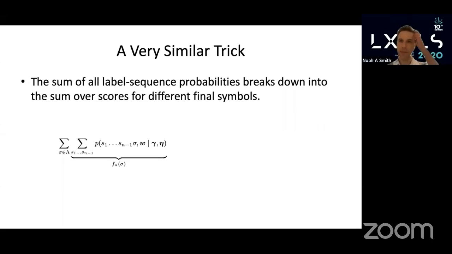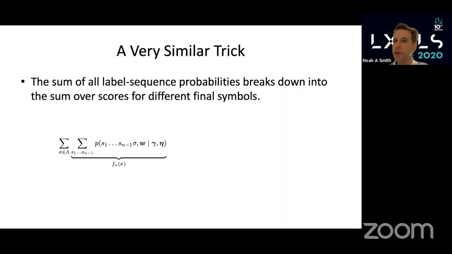So here's the idea. The sum of all label sequence probabilities, you can break it down a lot of different ways, but one way to break it down is to say, whatever the preceding prefix of states is for every sequence, there's always a final state. There's always a state for the nth symbol, the last symbol in the observations.